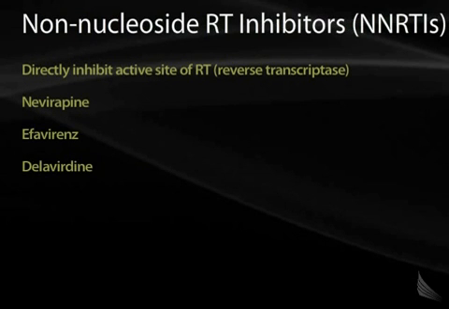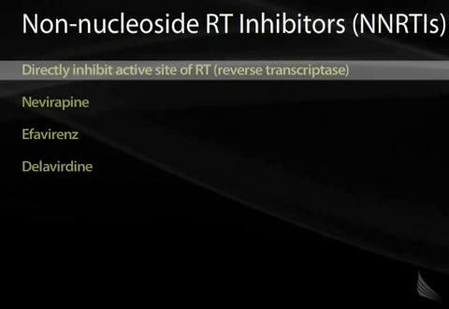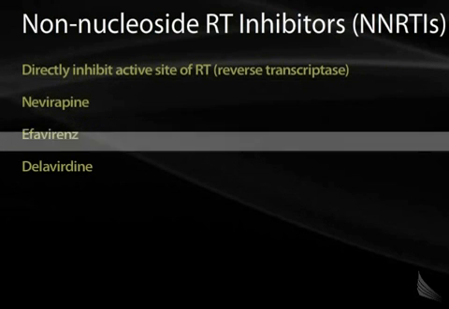Another class of medications, the NNRTIs, or the non-nucleoside reverse transcriptase inhibitors, work by directly inhibiting the active site of reverse transcriptase. And they include the medications nevirapine, efavirenz, and delavirdine.